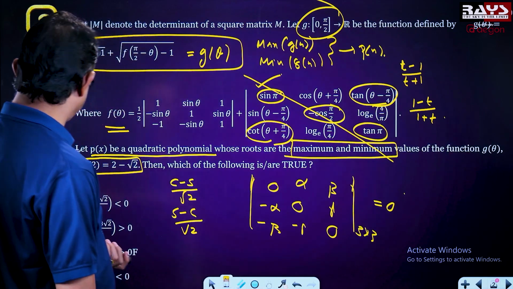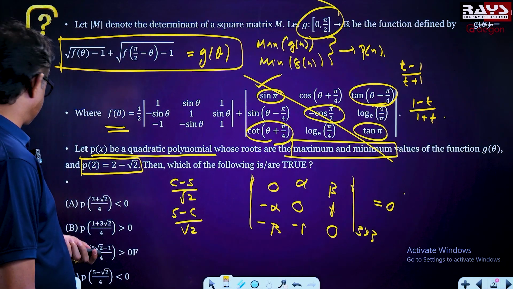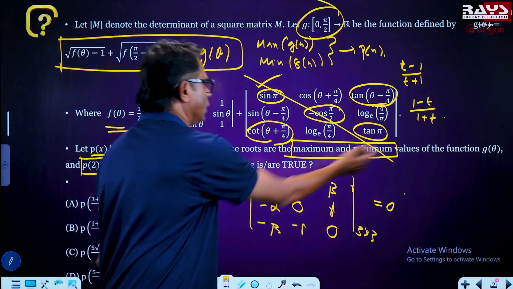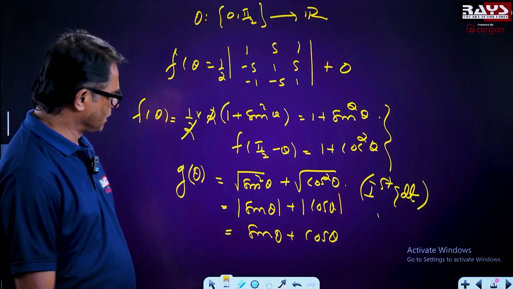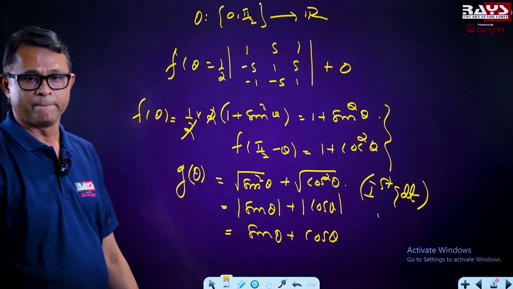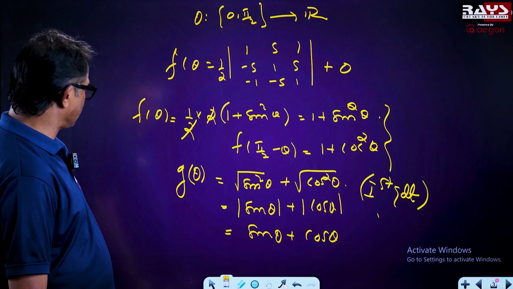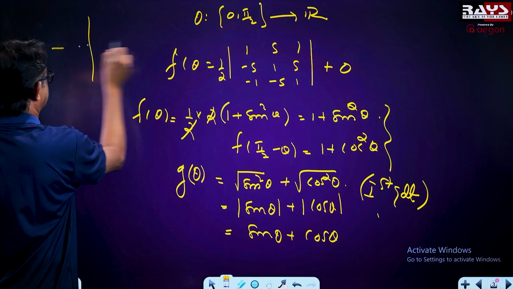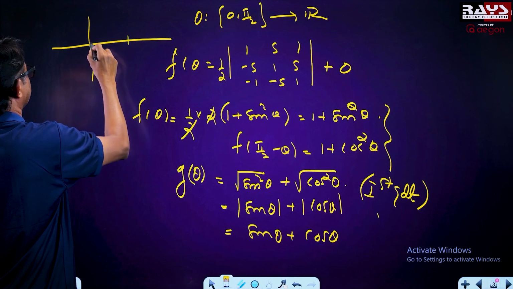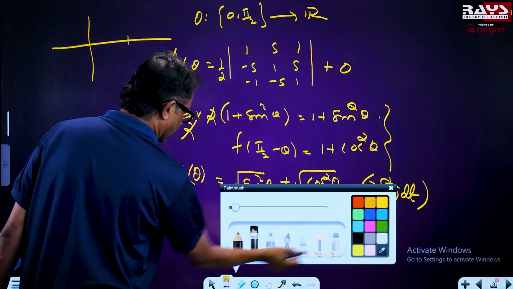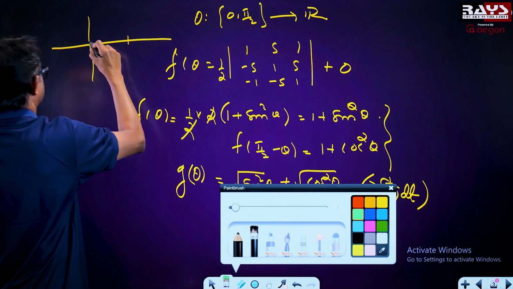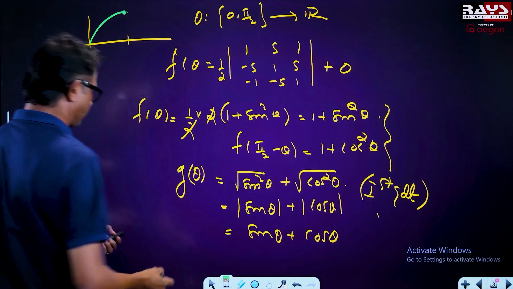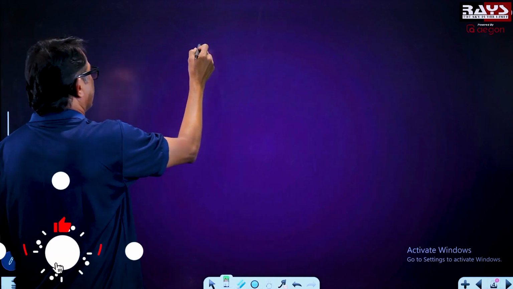Now we have to find the maximum and minimum values of this function g of theta. So g of theta is equal to sin theta plus cos theta. What is its maximum and minimum? When you draw the graph of sin theta from 0 to pi by 2, the graph will be like this. I will draw it right over here.